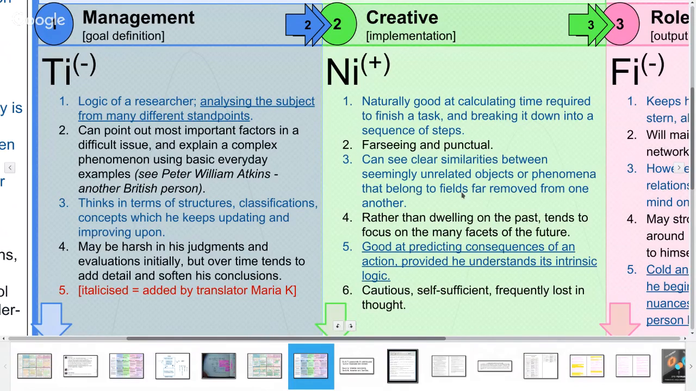Sometimes can see clear similarities between seemingly unrelated objects or phenomena that belong to fields far removed from one another. Now, would you like me to do that now? Would you like me to put something up that is seemingly... No, I've got to press on.